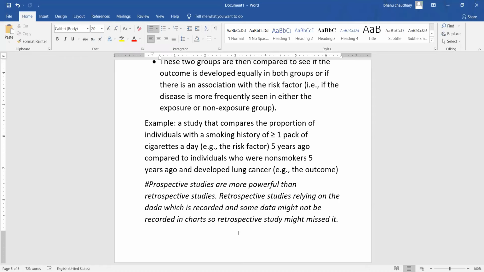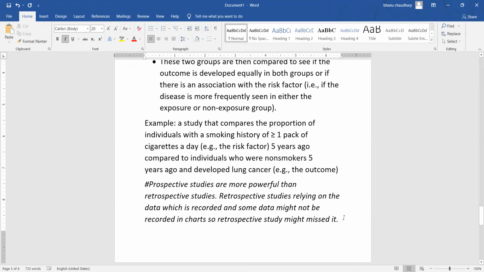And in the case of prospective studies, you're relying on your own data rather than any other medical record or something like that. So prospective studies are always more powerful than retrospective studies.